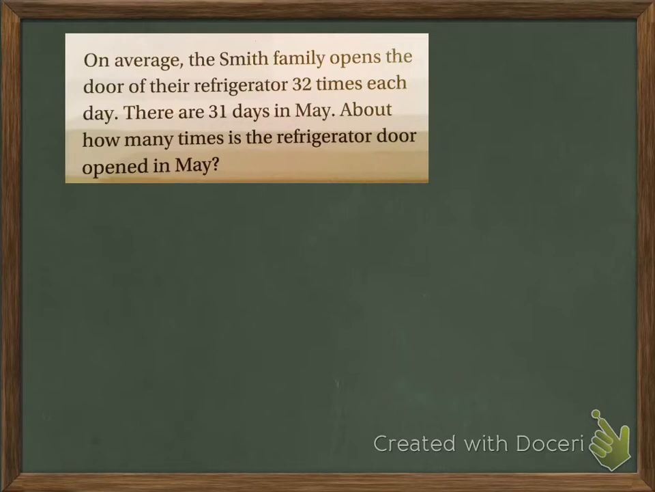Let's go back in and take a look at some of the important words in this word problem. Oh, good job. About how many times? What is that going to tell you? Well, you're right. We're going to use an estimating strategy here. So first thing we're going to do is think about what it is that we're going to do to estimate. So we need to estimate.